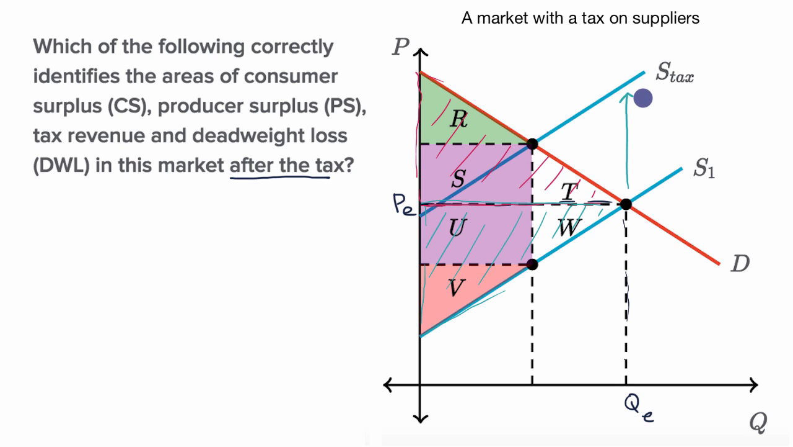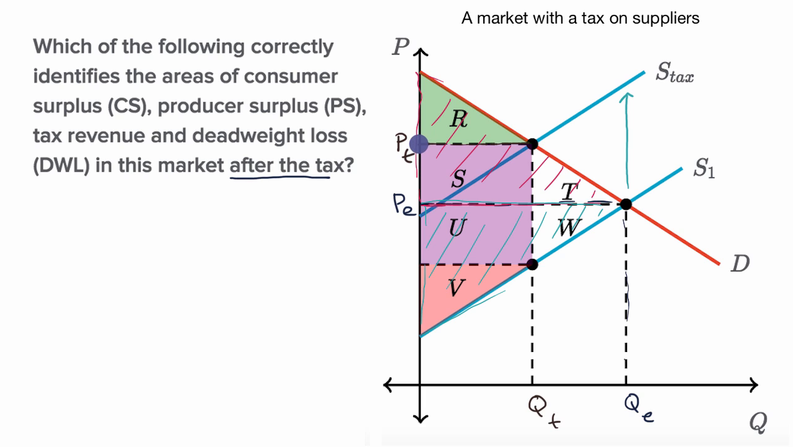So first, let's think about the consumer. Well, actually, let me label the new price with the taxes. So this is now our equilibrium price when we have the taxes. It's where our demand curve hasn't shifted, but it's where the existing demand curve intersects with this new shifted supply with tax curve. And similarly, that point of intersection also tells us our quantity with the taxes. Now that we've understood everything, or hopefully we have, let's think about the various surpluses and the deadweight losses and the tax revenues.